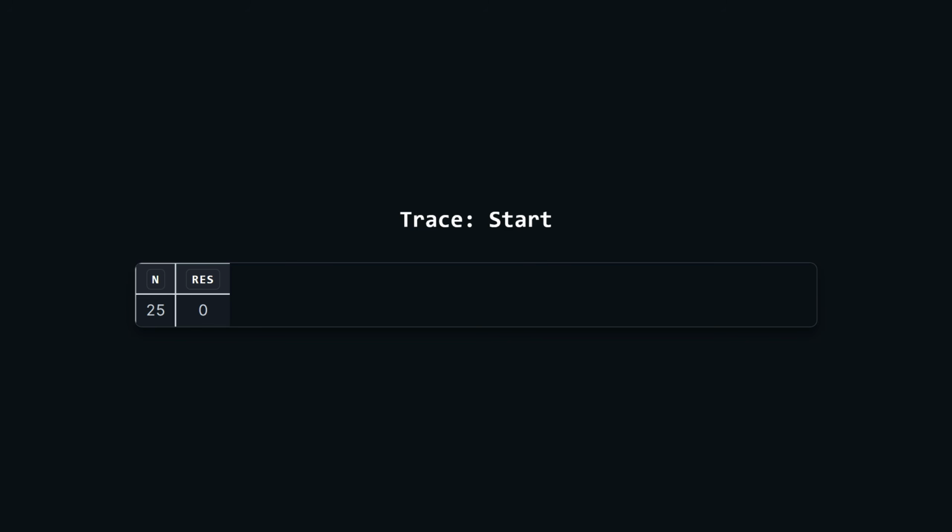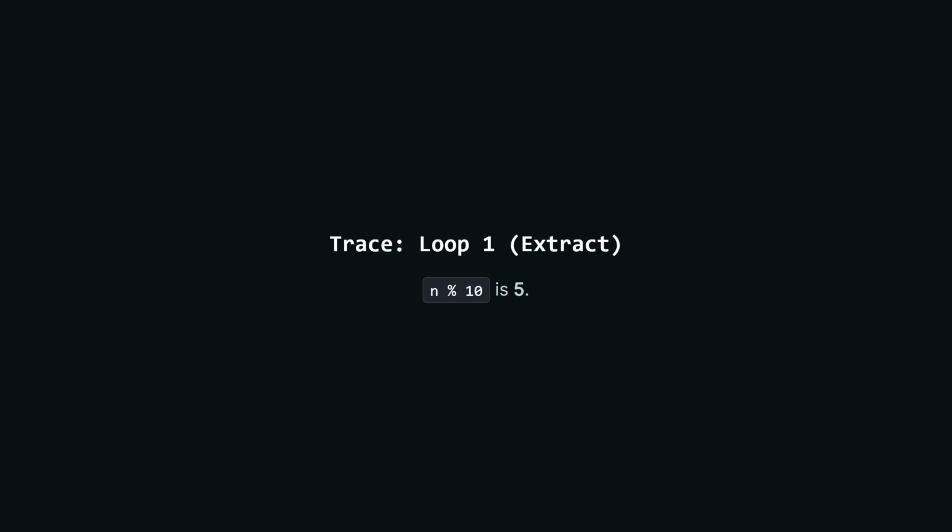Before the loop starts, our number n is 25 and our result starts at 0. In the first loop iteration, we look at n modulo 10. 25 divided by 10 leaves a remainder of 5. We multiply our current result, which is 0, by 10, which is still 0. Then we add that 5, so our result is now 5.